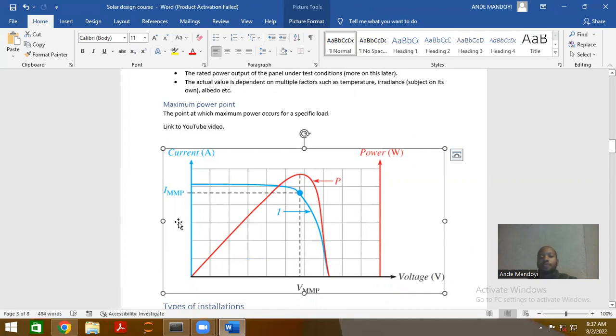Nonetheless, if we look at this over here, and let's assume that we're pulling current at this dotted line, but the voltage at which we deliver this current is only somewhere here. So effectively, we'd only be getting this much power out of our panel, even though this panel has the potential to deliver this much power.